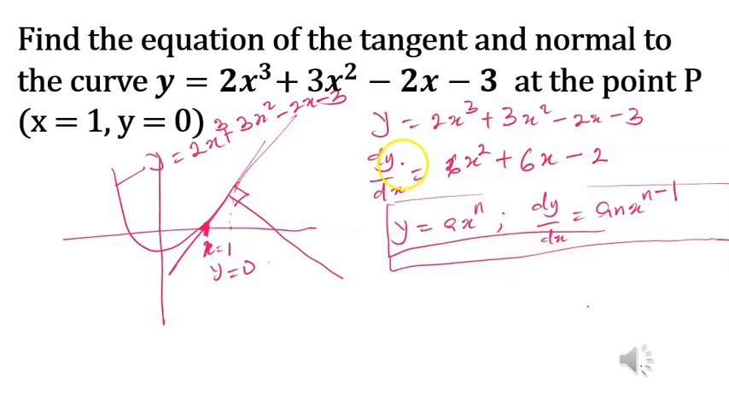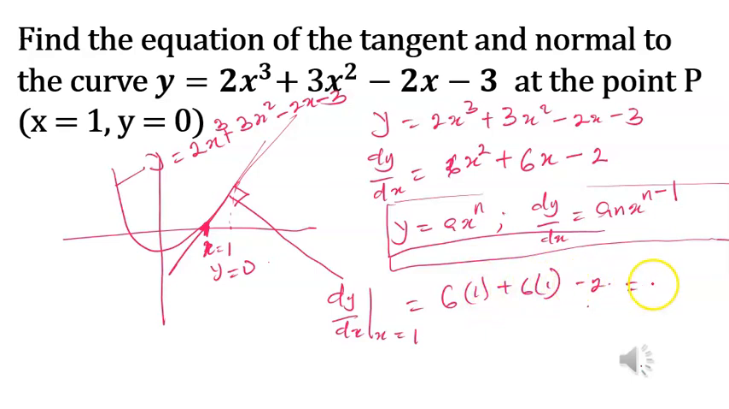Now, I have gotten the derivative of this line. So the next thing is to find the point at which my tangent lies. My tangent lies at point x equals 1. So I'm looking for the derivative dy/dx at x equals 1. Now this is equal to, when x equals 1, 6 plus 6 minus 2. That's 6 plus 6, that's 12. Sorry, that's 12 minus 2, which is equal to 10. So my dy/dx is equal to 10.